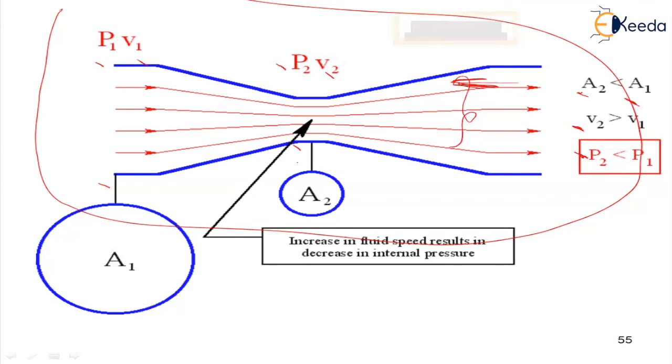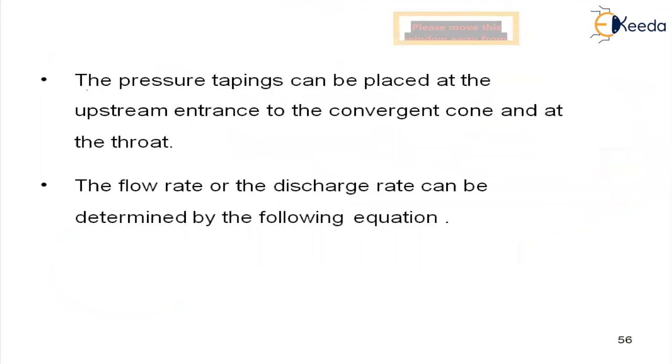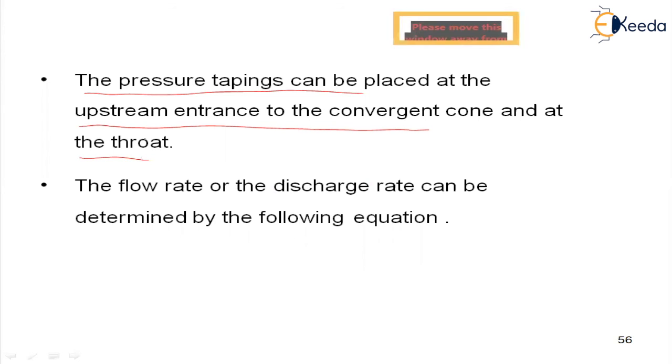Initially there is no change in the velocity, it keeps constant. But when it moves out from this particular section, automatically the velocity increases. So the increase in fluid speed results in a decrease in pressure when it is coming out from the throat, my dear students. Now the pressure tappings can be placed at the upstream entrance to the convergent cone and at the throat.